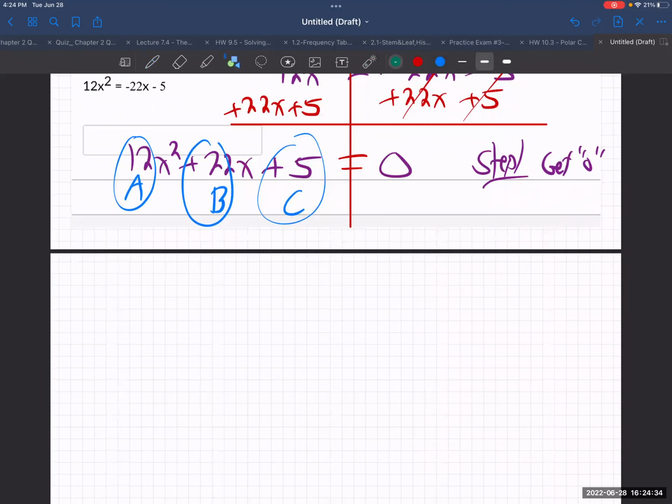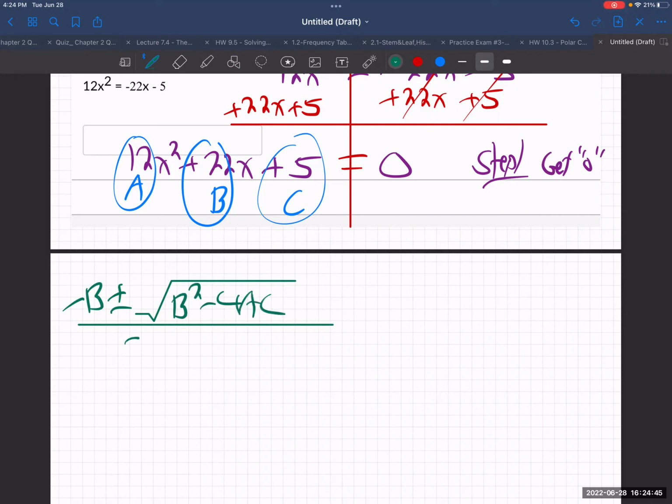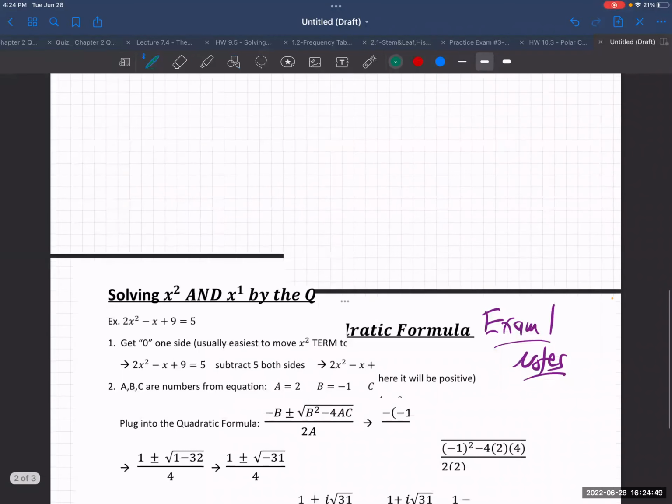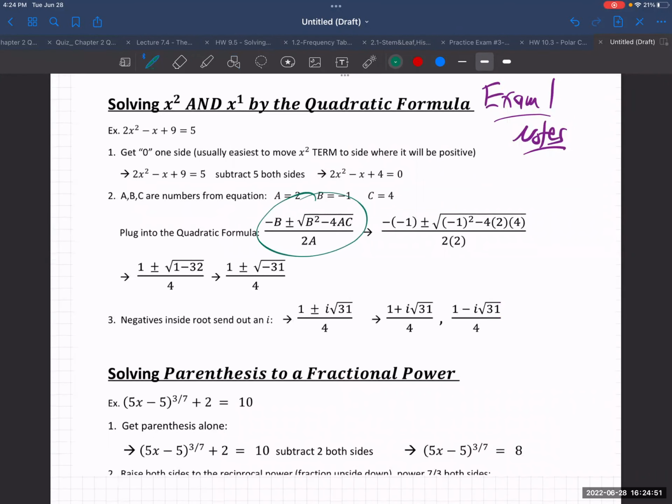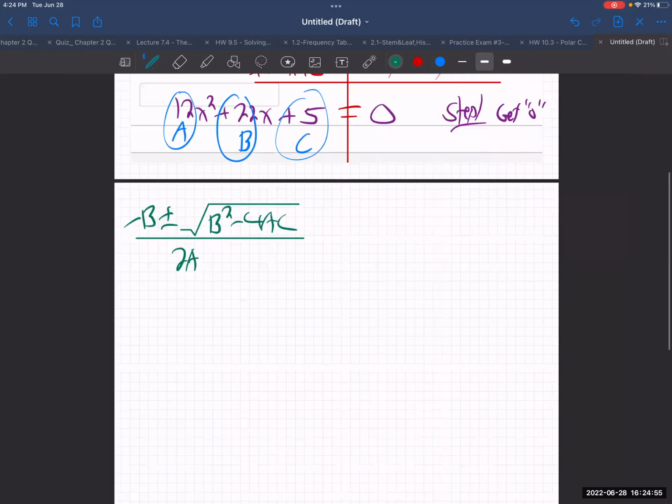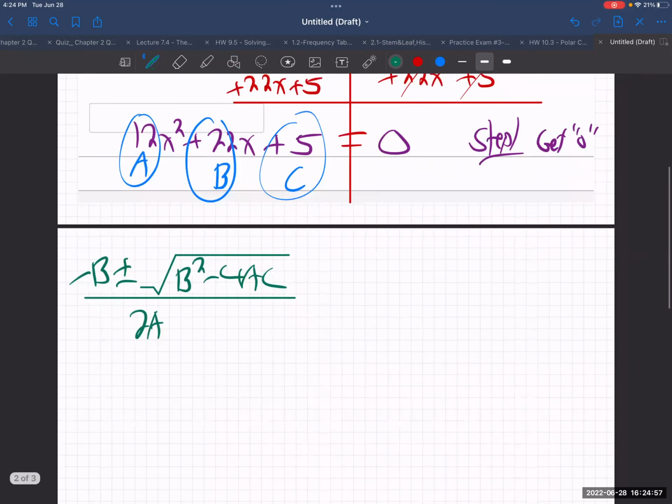The quadratic formula is negative b plus or minus the square root of b squared minus 4ac all over 2a. Again, this is all right here in the notes. Don't have to memorize any of this, just use your notes, print them out, use them during the exam. Okay, and now I'm going to plug into that quadratic formula.